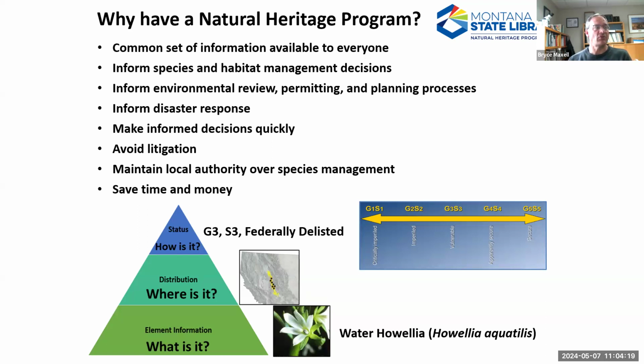Essentially, when the heritage programs were established in the late 1970s and 80s, it was to try to have a common set of information that could be available to all of the states and provinces in Canada, and to inform species and habitat management decisions, make environmental review processes go quickly, and make sure that no species become imperiled enough that they need to be listed under the Endangered Species Act. We want to save time and money in moving environmental review, permitting, and planning processes forward in an informed way. And we think we can do both.